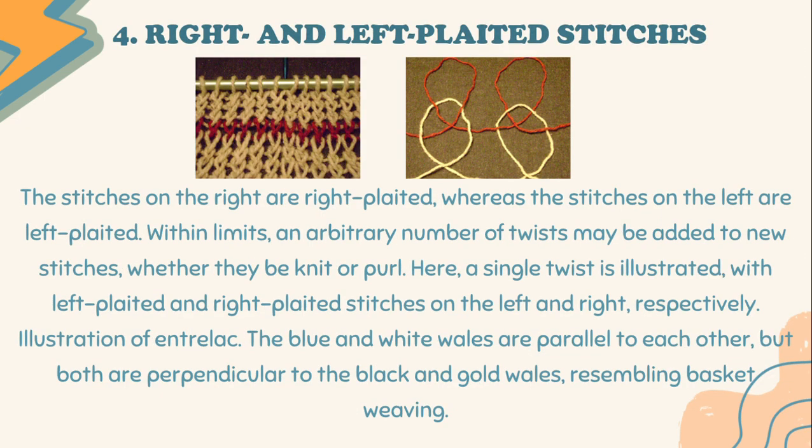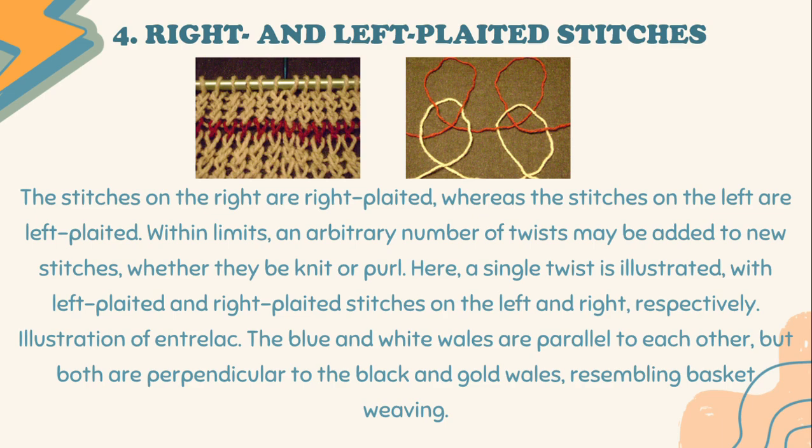Fourth, right and left plaited stitches. The stitches on the right are right plaited, whereas the stitches on the left are left plaited. Within limits, an arbitrary number of twists may be added to new stitches, whether they be knit or purl. Here a single twist is illustrated with left plaited and right plaited stitches.